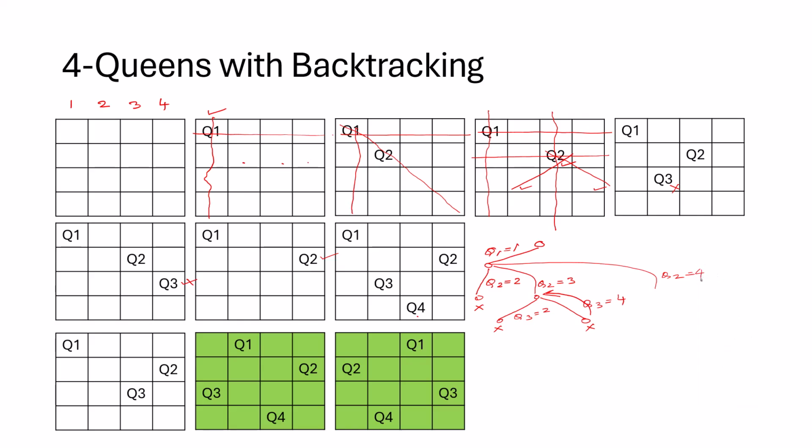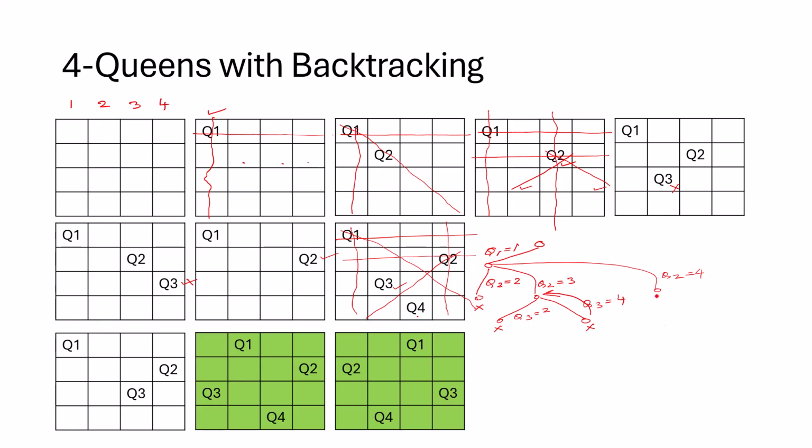q2 equal to 4. And then when q2 is 4, easily we can see that this row is out, this column is out, and this diagonal is out for Q1, and for Q2 this diagonal is out. But this cell is empty, so Q3 can go there.